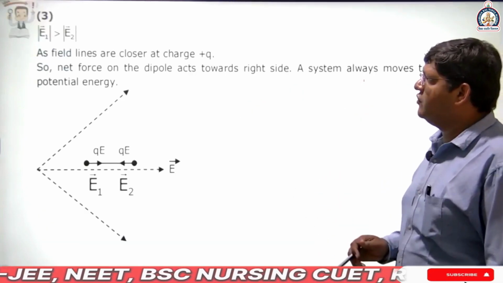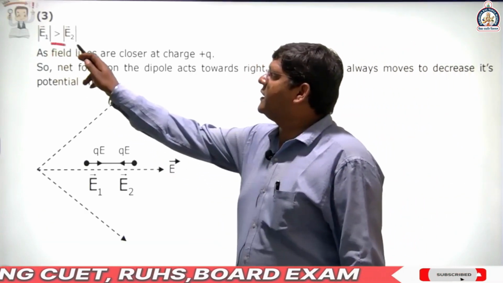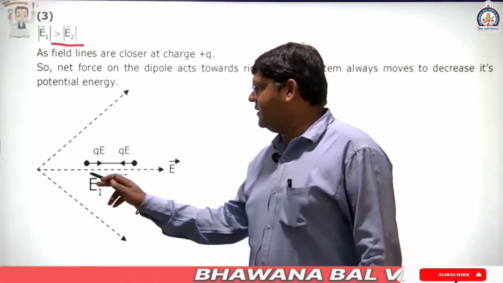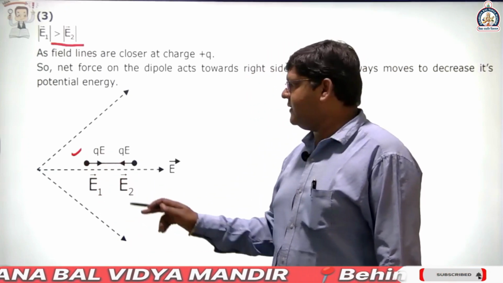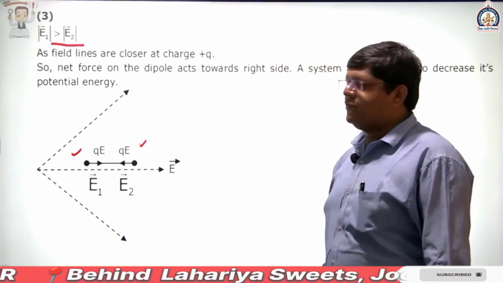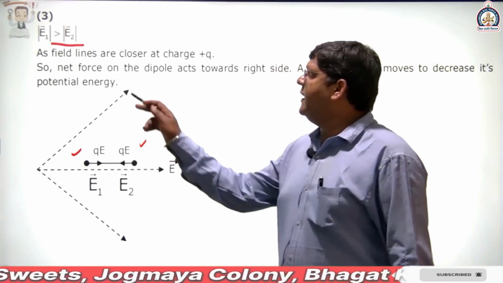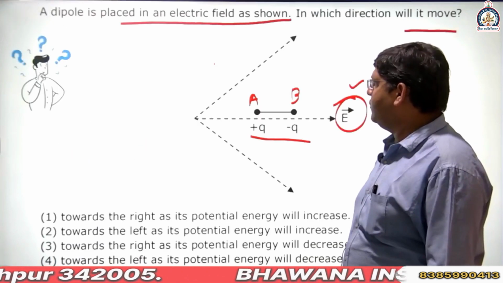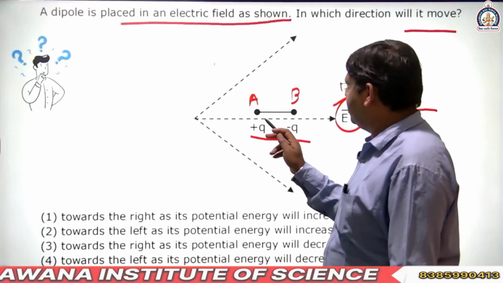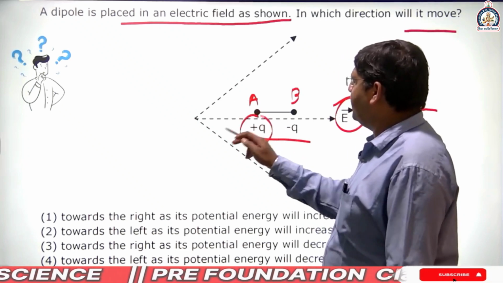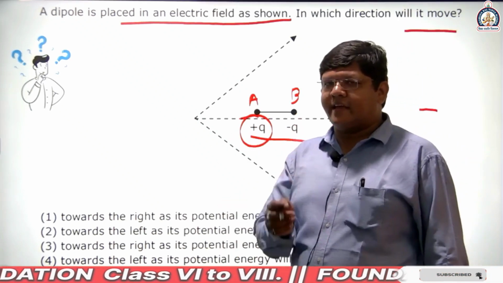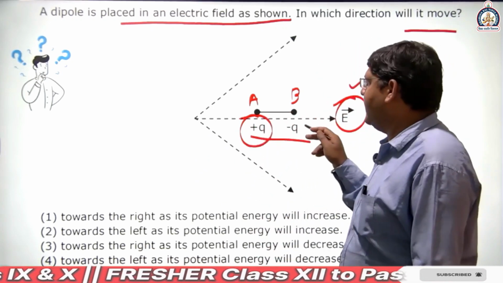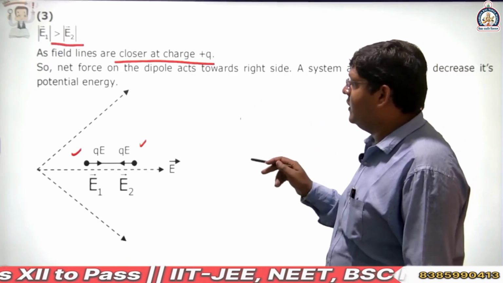So, moving to the solution part, E1 is greater than E2. E1 is the electric field associated with this charge and E2 is associated with this charge. The question says E1 is greater than E2 as the field lines are closer at charge plus Q. We are provided with two charges, plus Q and minus Q. You can see the field lines for plus Q are closer, and where field lines are closer, the electric field is higher. So, the electric field of plus Q is higher than that of minus Q.